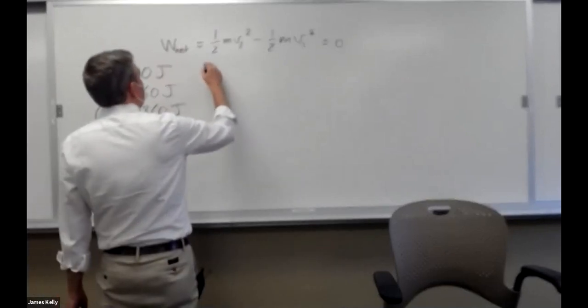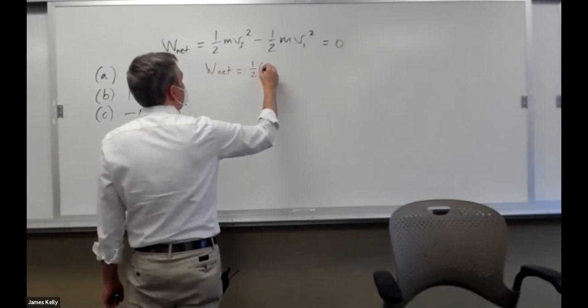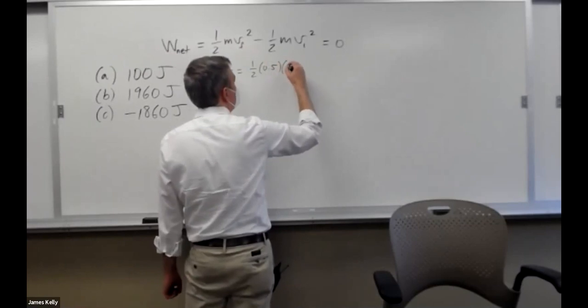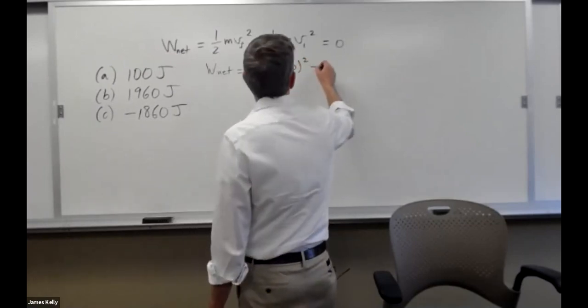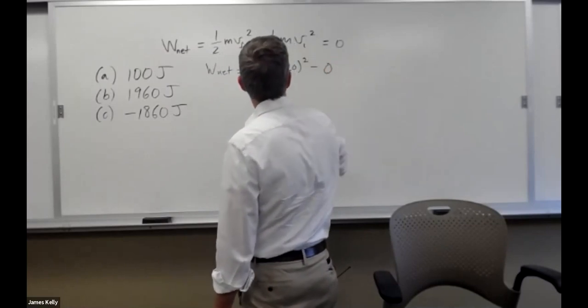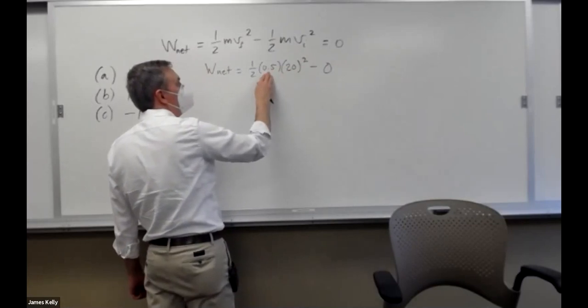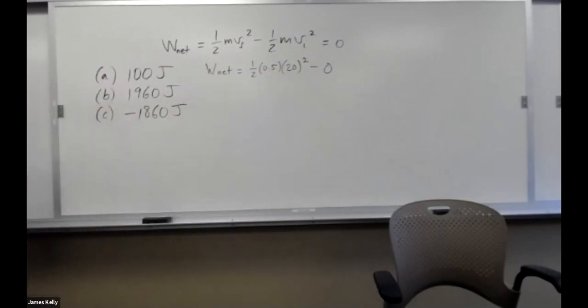So W net is equal to 1/2, and it was a 1/2 kilogram mass, times v final, which was 20 meters per second, squared, minus v initial, which was 0, so that's going to make that one 0. And this is 400 times 1/2 is 200 times 1/2 is 100. SI unit is joules. Just got to get used to that, right? I'm suppressing the units because we're using all SI there.